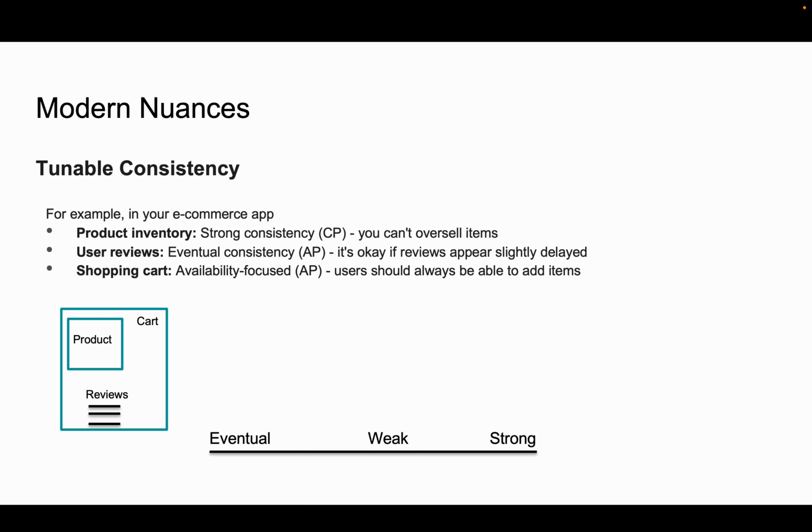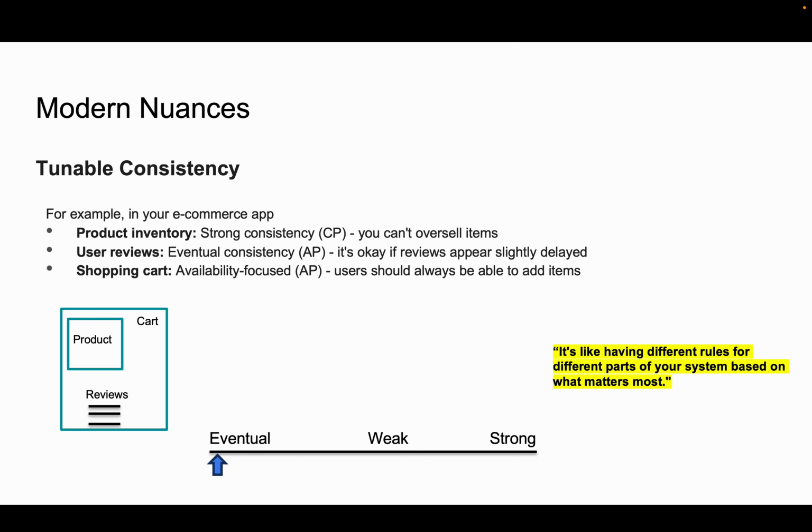Now, the consistency we have discussed here is in three parts: eventual, weak, and strong consistency. Strong consistency has been selected for the product inventory, and eventual consistency for the user reviews, right? So it's like having different rules for different parts of your system based on what matters most.